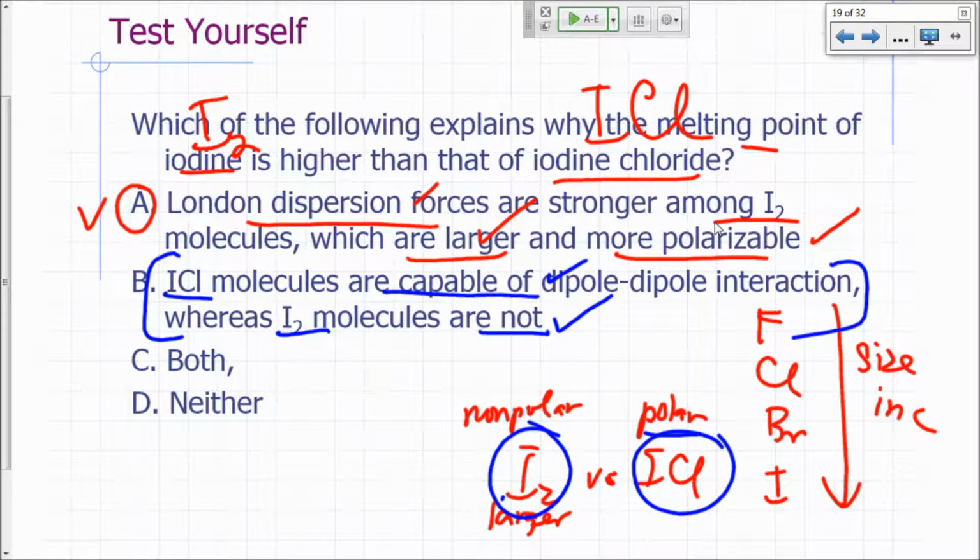What this is telling you, so this is false. Although this statement is true, it's not consistent with the experimental observation that the melting point of I2 is higher than that of iodine chloride. So this is true, but does not explain the fact. Okay?